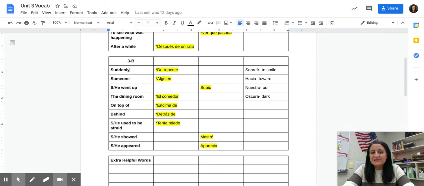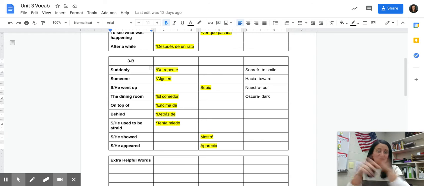The first one is suddenly, and that's just de repente, okay? There's nothing else to know about that except that it means suddenly. This is going to be a trigger phrase for the preterite tense. So when you hear this word, that does say, hey, use the preterite tense here, because generally that signals a one-time event, and that's when we're going to use the preterite tense.